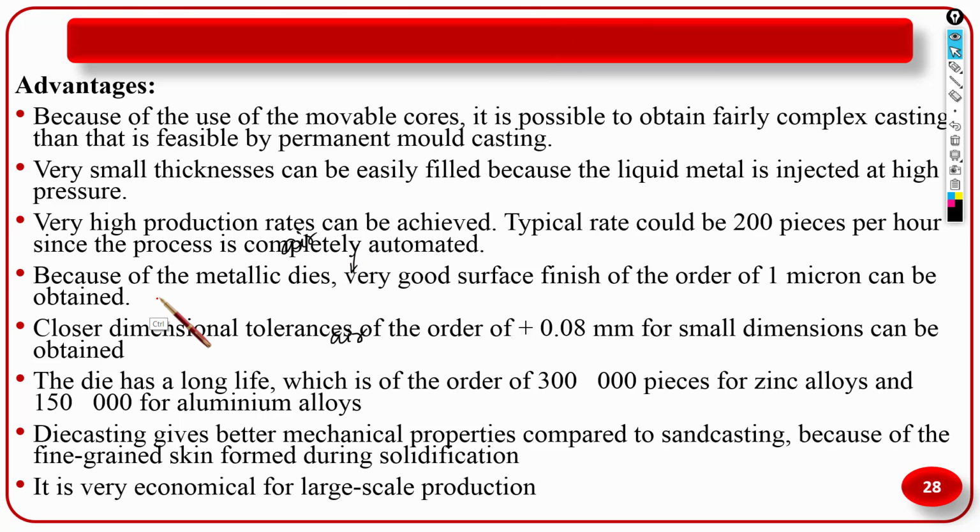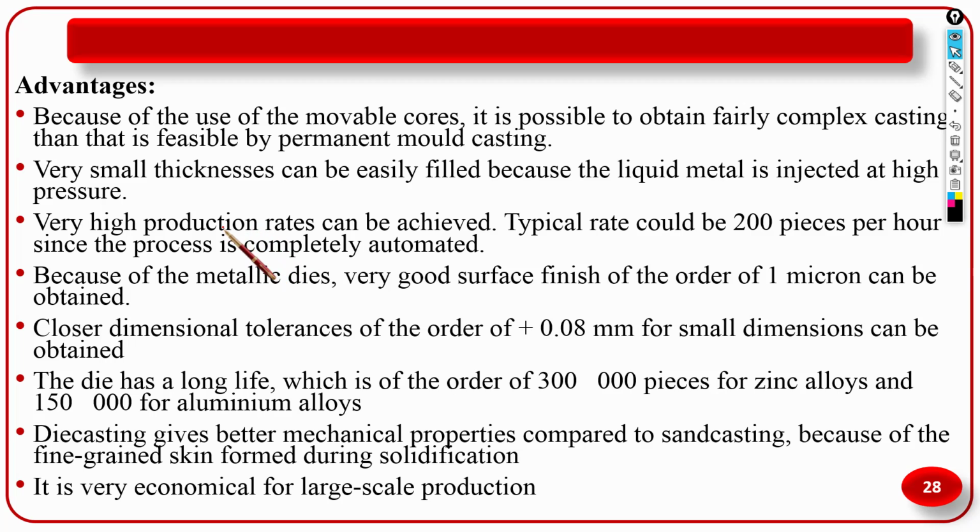Okay, so what are the advantages of die casting? Let us see. Because of the use of movable cores, it is possible to obtain fairly complex castings than is feasible by permanent mold casting. I told that complex casting can be done by die casting. Very small thickness is possible, obviously, because it is injected at very high pressure.